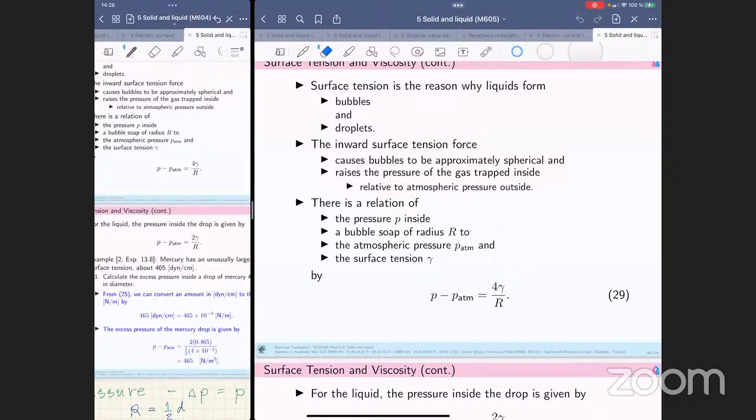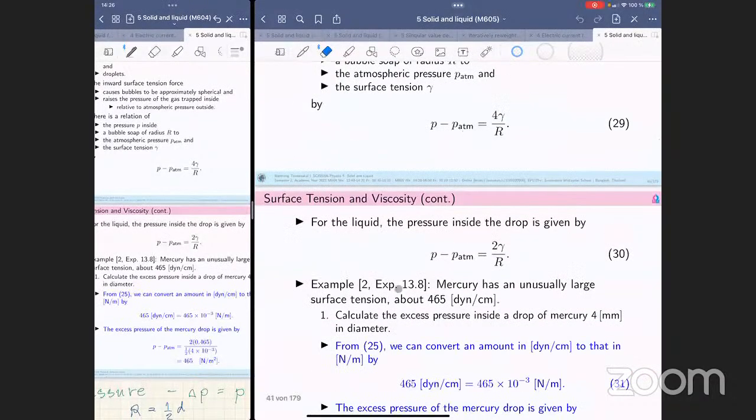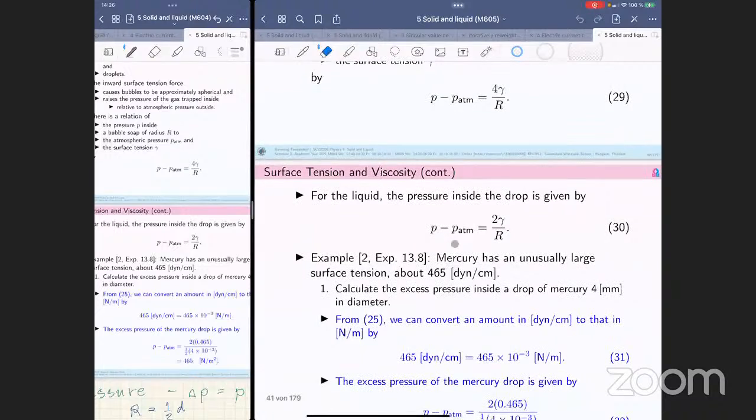Now let's go ahead with this story. We arrive at the first example in the application of bubble and water and fluid drop. Mercury is chosen as the kind of fluid.